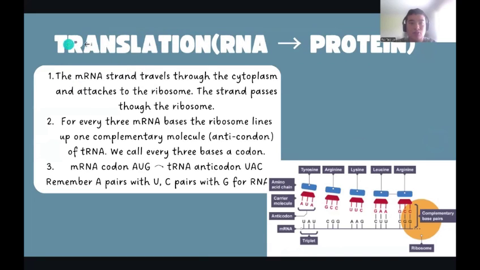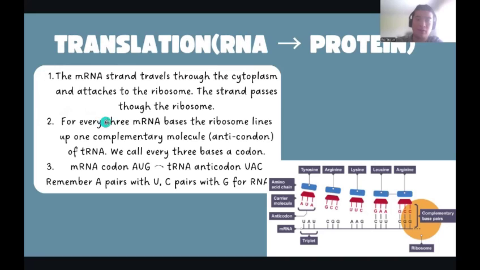So the next stage is translation, RNA to protein. The mRNA strand travels through the cytoplasm, the fluid thing in the cells, and attaches to the ribosome. The strand passes through the ribosome. For every three mRNA bases, the ribosome lines up one complementary molecule, an anticodon.